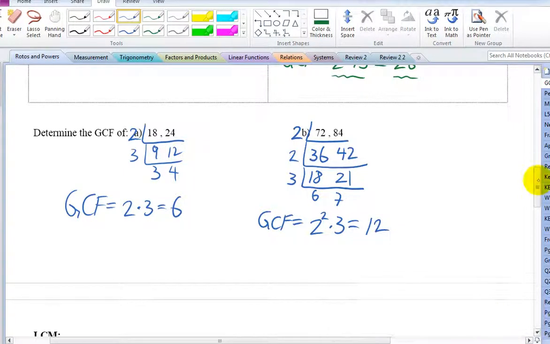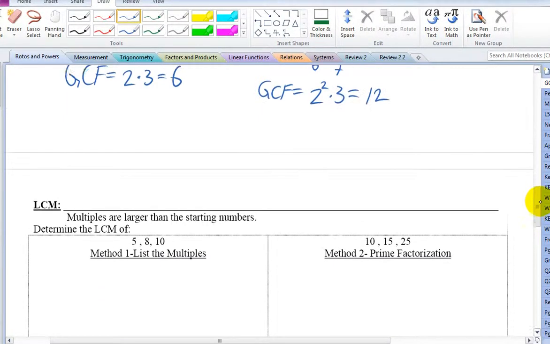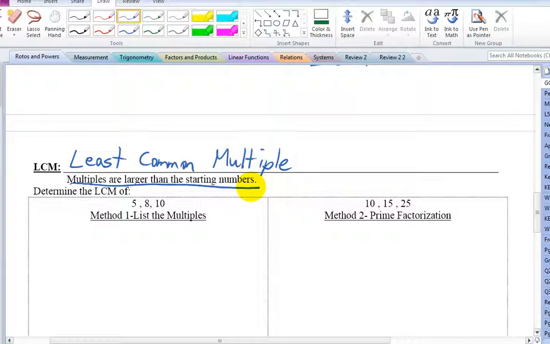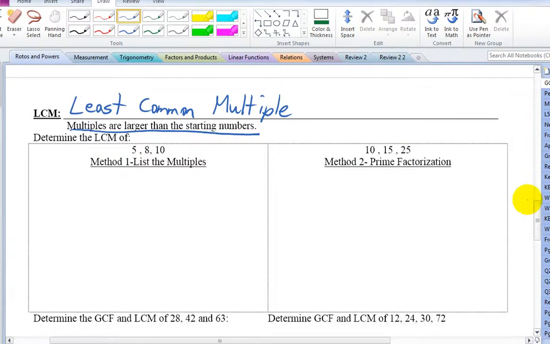Awesome. Okay, let's turn it over. So what we're going to do is look at the cousin. The cousin is LCM. It stands for lowest or least common multiple. Now multiples are larger than the numbers you start with. Okay, they're larger. So I'll show you that right away.